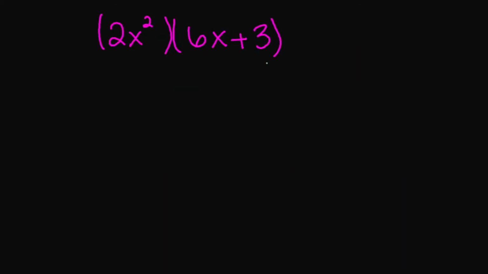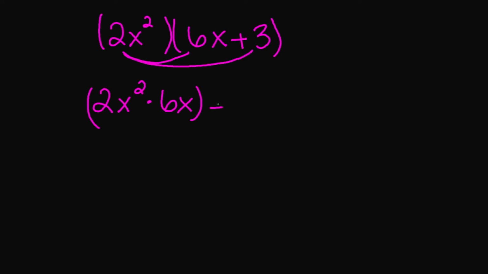So let's look at this example here. We are multiplying a monomial and a binomial. So first I'm going to multiply 2x squared times my 6x. And then we're going to do 2x squared times 3, plus 2x squared times 3. And remember, this plus sign here came from my expression on top here.